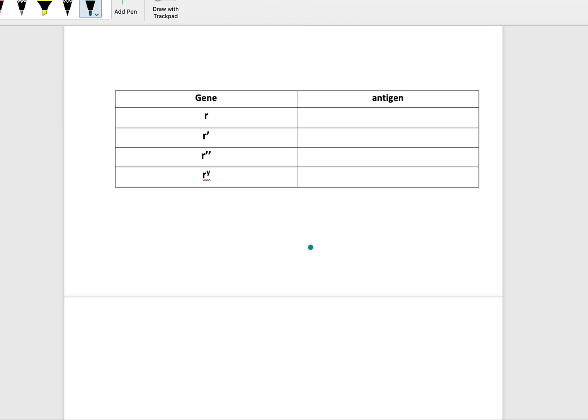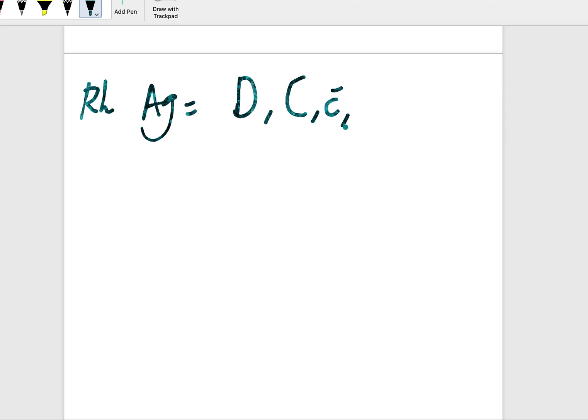Today we will talk about the phenotyping of the Rh antigens. So we'll come to that table later. So we'll start with the Rh antigens. We have D antigen, C capital, C small, E capital, and E small antigens in the Rh system.